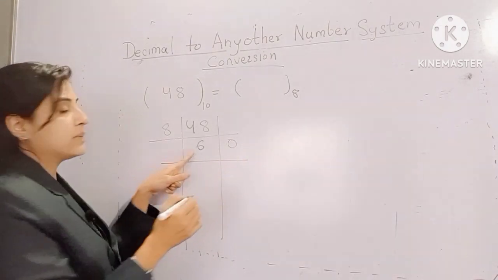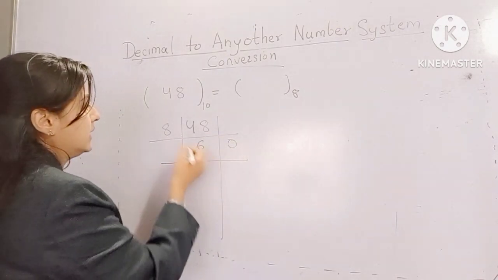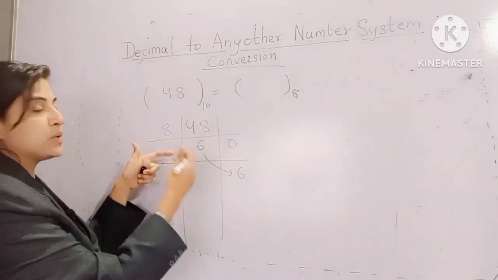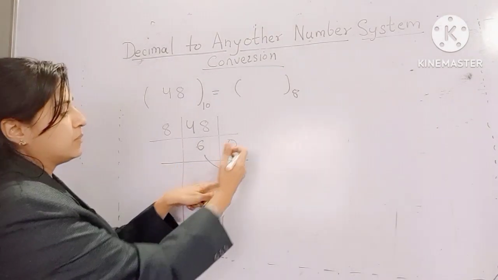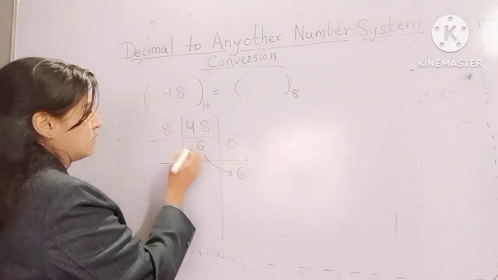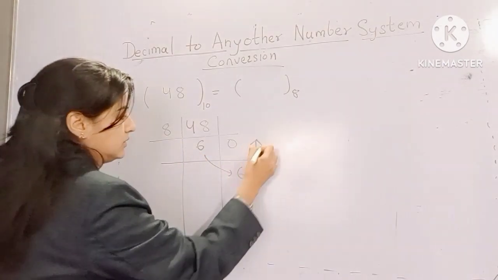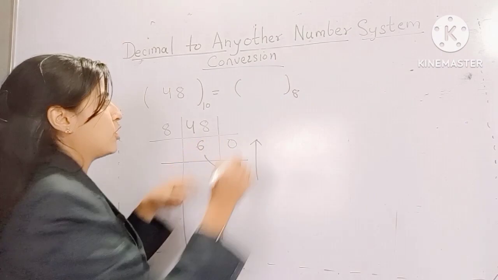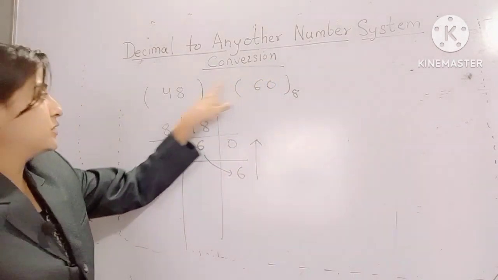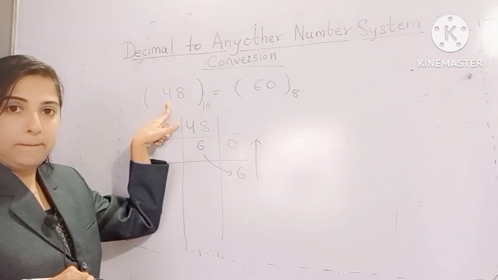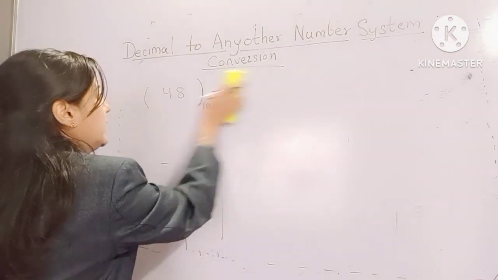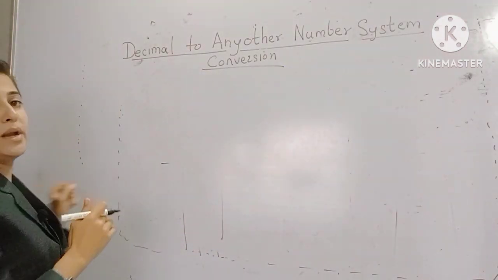Now I am directly getting 6 here, which cannot be divided by 8, so I have to shift it here. If the number is bigger, we have to keep on dividing the number and keep on writing the remainder here and quotient here. So again bottom to top, 6 0. This is the octal equivalent for this decimal number. This way we can convert any decimal number into octal.